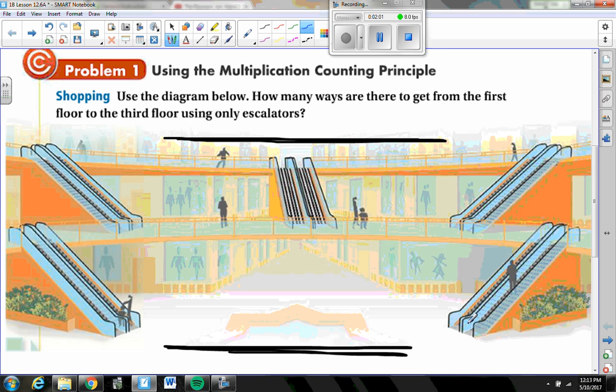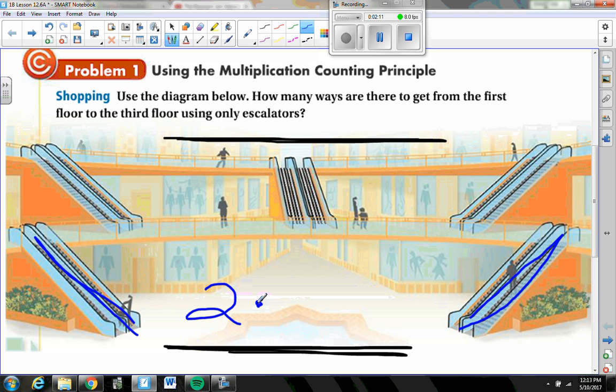So to get from the first floor to the second floor, there's this escalator and there's this escalator. That's 2 escalators. To get from the first floor to the second floor, you got to choose one of those 2. To get from the second floor to the third floor, you could choose this escalator, or this escalator. There are 3 of those. So total, there are 6 possible ways that we can get from the first floor to the third floor.